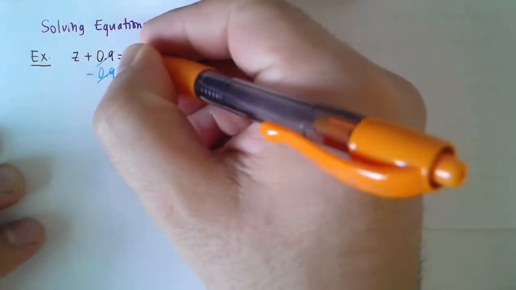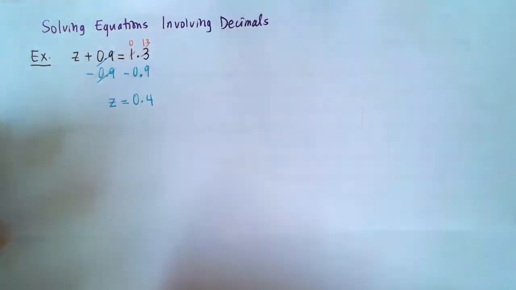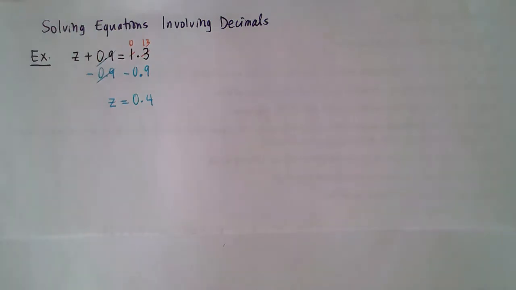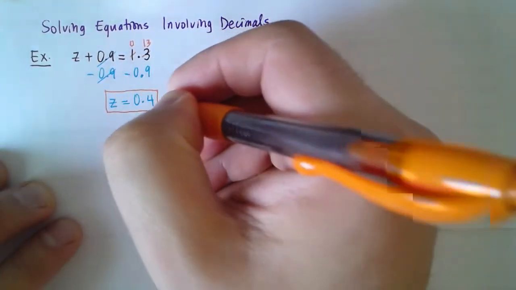You may write it like this if you want. You borrow 1, it's going to be 0, and that will become a 13. So 13 minus 9 is 4, so we got z equals 0.4. It's the solution for this problem.